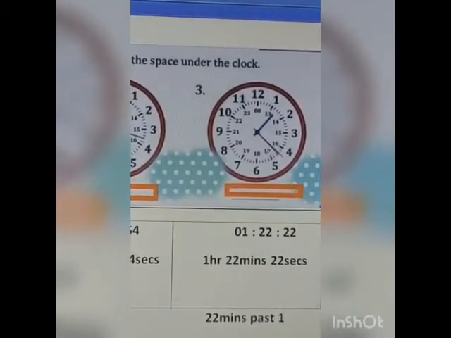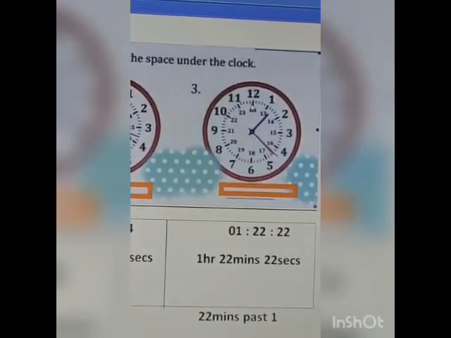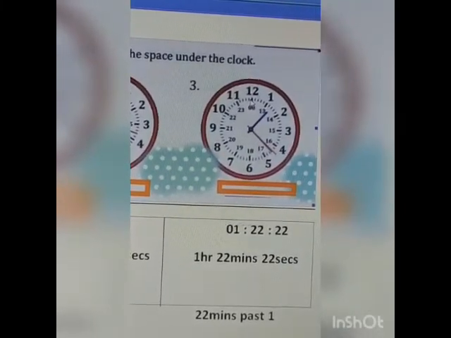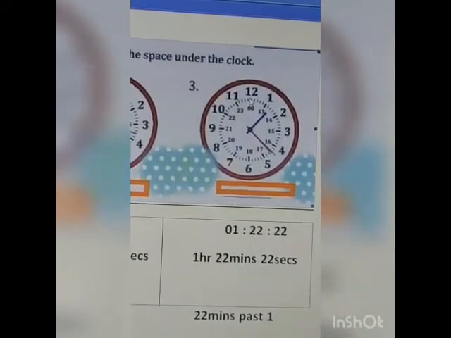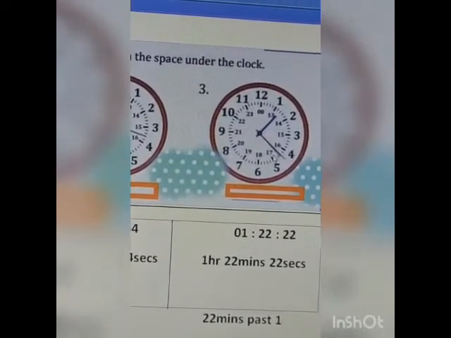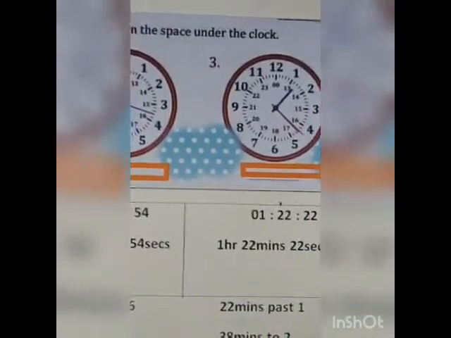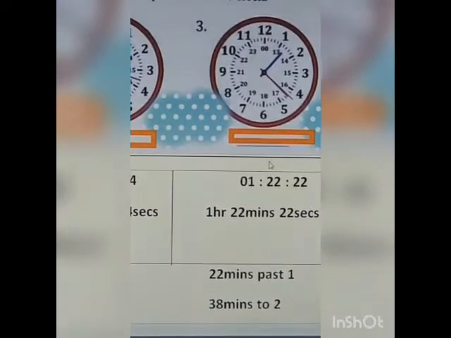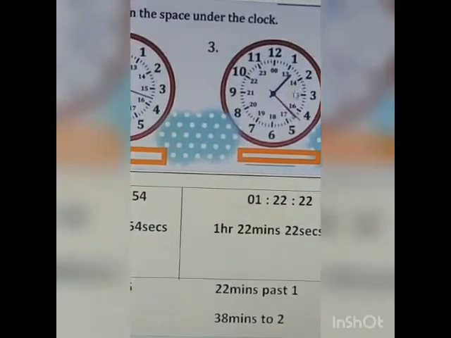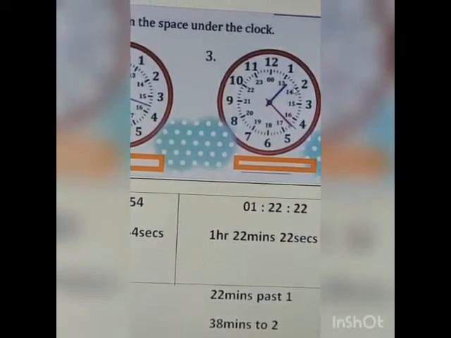We know it will complete the round when it reaches 60 minutes. So 60 minus 22. 60 minus 22, how much? It is 38. So 38 minutes left to 2. After 38 minutes, it will be 2 o'clock.